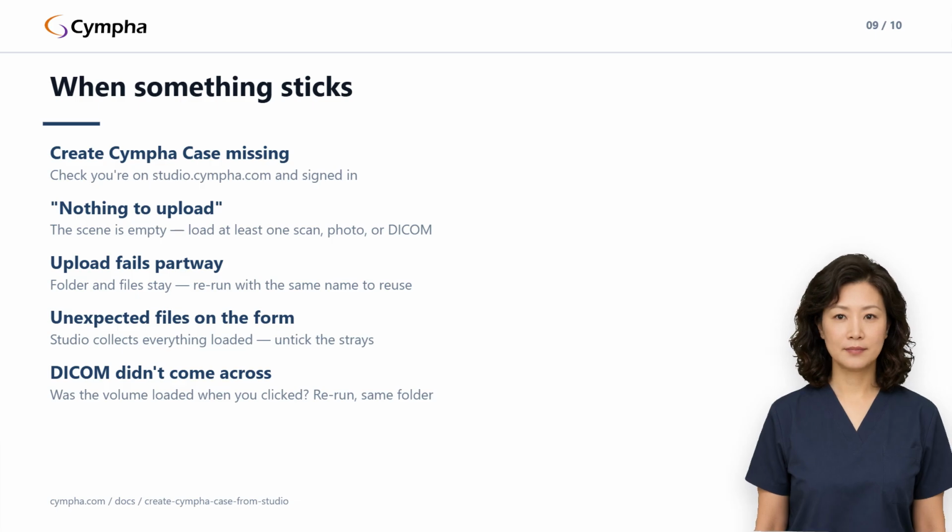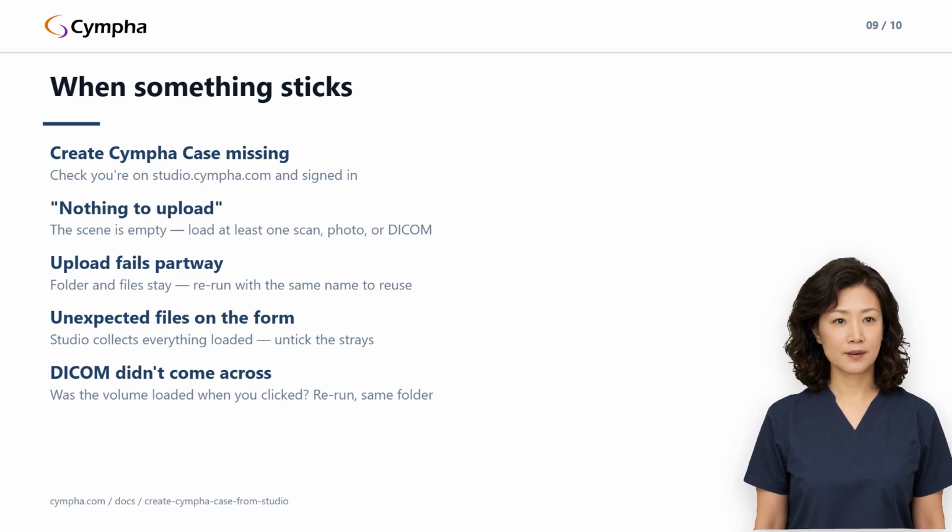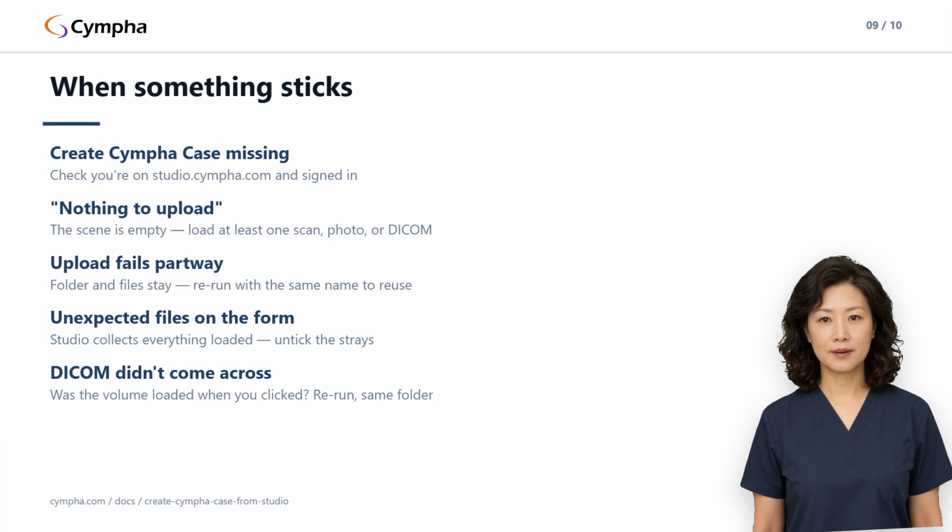The upload fails partway. Nothing is lost. The folder and the files that made it stay in your cloud. Rerun Create Cympha Case with the same name and Studio reuses the existing folder. The new case form shows files you didn't expect. Studio collects everything currently loaded, including meshes you opened experimentally and forgot. Untick anything that shouldn't be on the case before submitting.